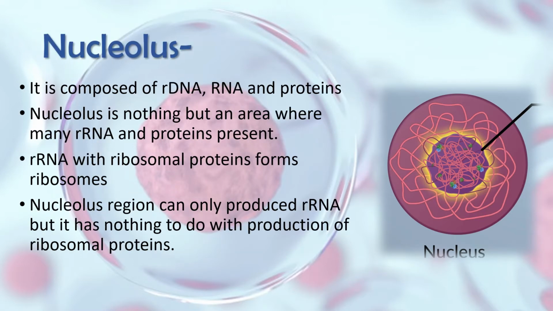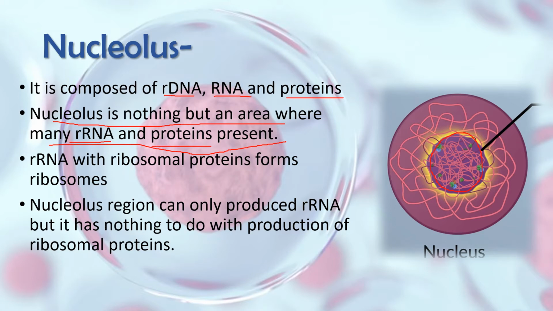Now, what are the constituents that make up the nucleolus? This particular region is made up of rDNA, ribosomal DNA, RNA and proteins. The nucleolus is nothing but an area where many rRNAs and proteins are present. As I just told you, it is not any kind of structure, but just a domain where many ribosomal RNAs and proteins are present.